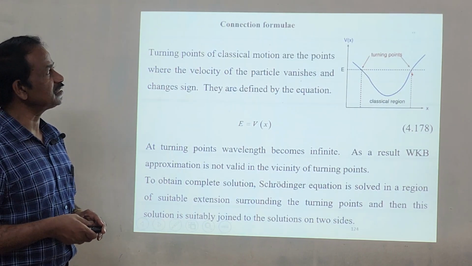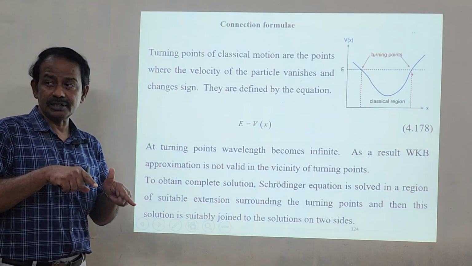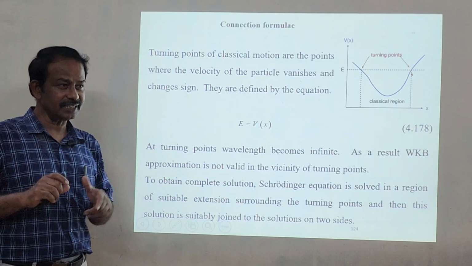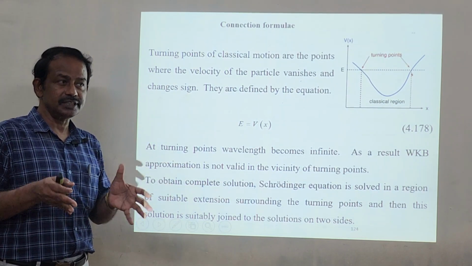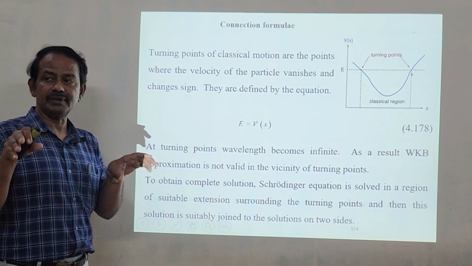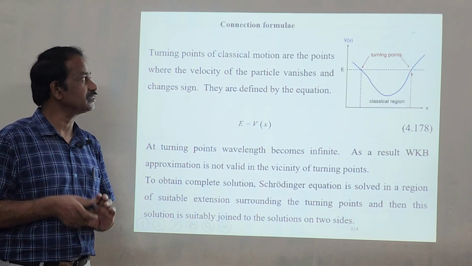Now we will go for the connection formula. Connection formula means where it connects the quantum mechanics with the classical physics. That's called a connection point. Of course, we learned both things in their particular regions. This is not valid exactly at the turning points, we learned. Classical turning points also we learned.